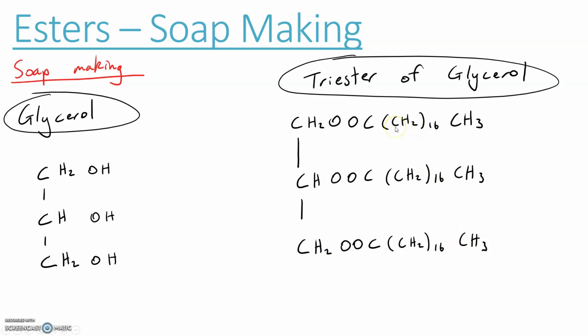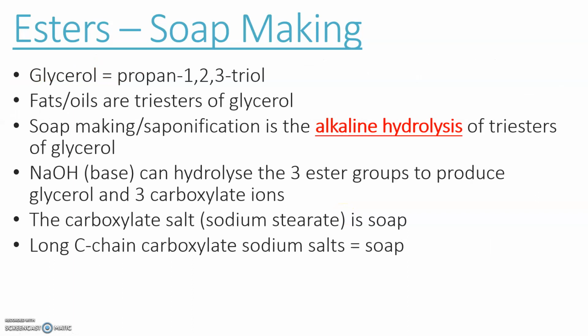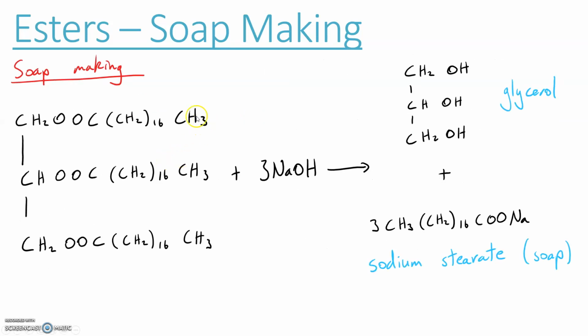So this is just an example of one with 18 carbons attached to it. I don't know the naming of that, but yeah, there's a triester of glycerol. We make soap by conducting the alkaline hydrolysis of triesters of glycerol. And let's look at an example of that. So here is our triester of glycerol. We react it with sodium hydroxide, that's to carry out hydrolysis in alkaline conditions. We get glycerol, and we get sodium stearate, 3 moles of sodium stearate for each mole of our triester of glycerol. Sodium stearate is the most common soap.